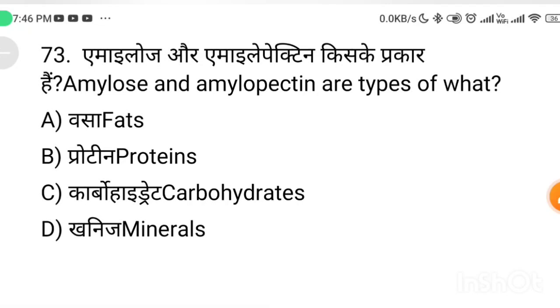Amylose and amylopectin are type of what? Option A, fat. Option B, protein. Option C, carbohydrate. Option D, minerals. Correct answer is option C, carbohydrate.